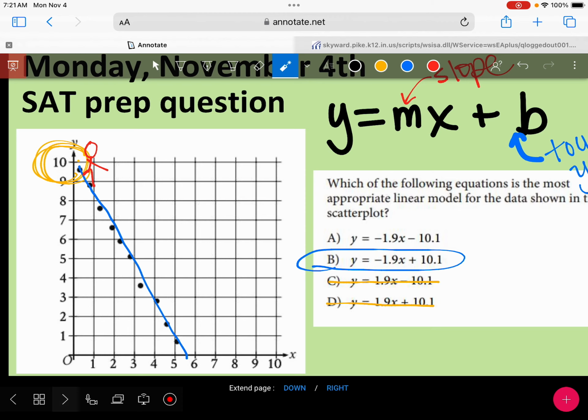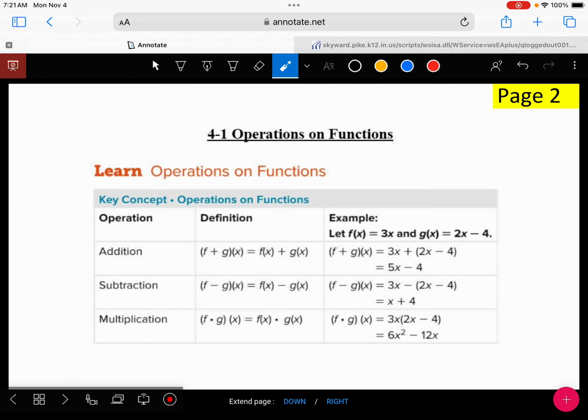All right, so now let's go to our note packet and let's go to page 2. So we have done this in chapter 2, I believe, where we had to add and subtract and multiply. But now it's called functions, and the main thing we're going to talk about is the different notations for functions.